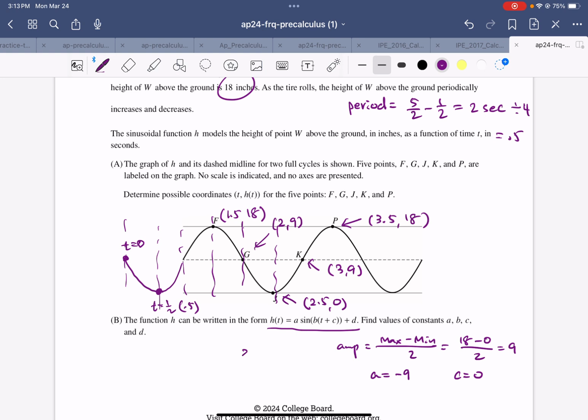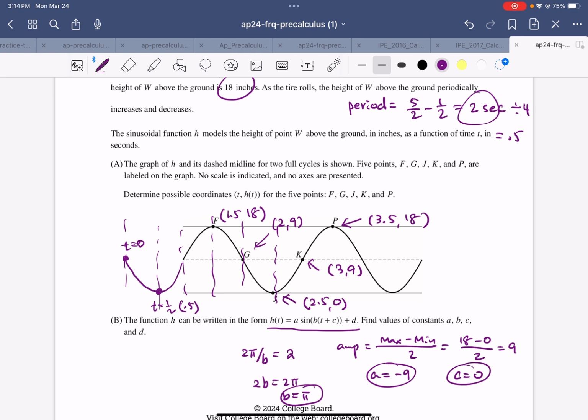What about period? Period is 2 pi over B, and the period we found was 2 seconds. So 2 equals 2 pi over B, so B is pi, right? So I found the A value, B value, and C value.